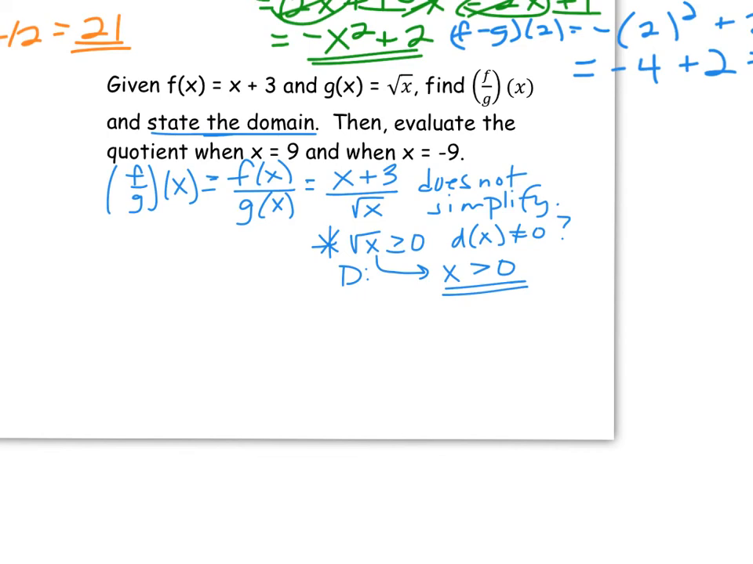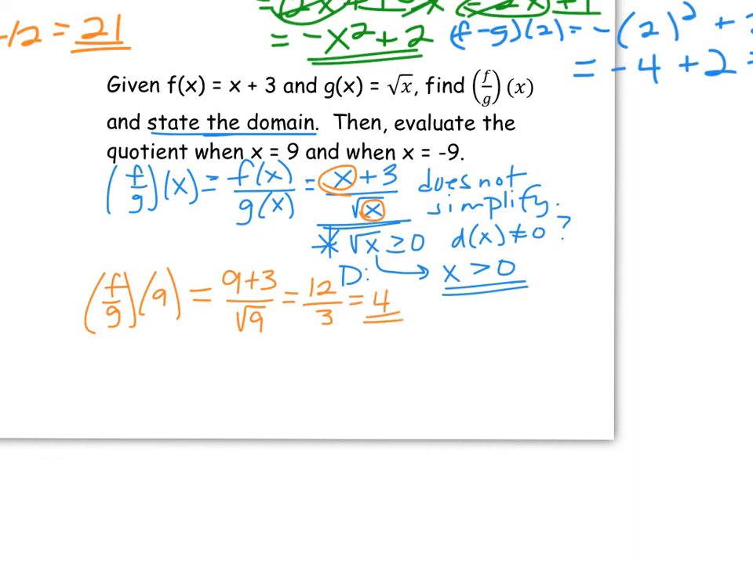All right, so we have our function, we have our domain. Let's evaluate when x equals positive 9 and when x equals negative 9. So we're going to do f divided by g of 9. That means I'm going to plug in 9 in the numerator and 9 in the denominator. So we'll have 9 plus 3 divided by the square root of 9. Well, in the numerator, 9 plus 3 is 12. In the denominator, the square root of 9 is positive 3. And 12 divided by 3 is equal to 4. All right, easy enough.